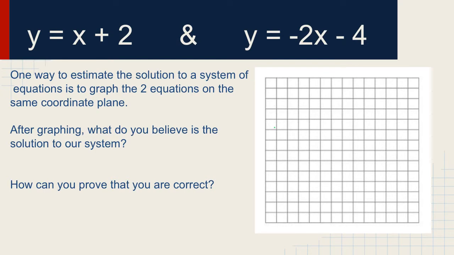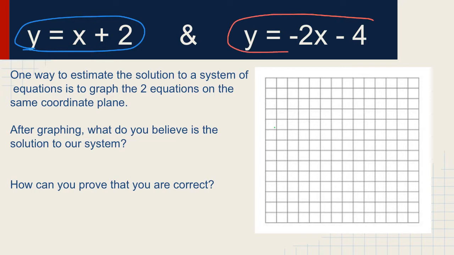So I have two equations here. They are both in slope-intercept form, which is what I really want when I'm dealing with graphing. One way to estimate the solution is to graph these two equations on the same coordinate plane. So I'm going to graph this one first, and then I'm going to graph this one. If the lines intersect, I will have one ordered pair. If they never intersect, I will have no answer. And if one lies on top of the other, I will have an infinite number of solutions.